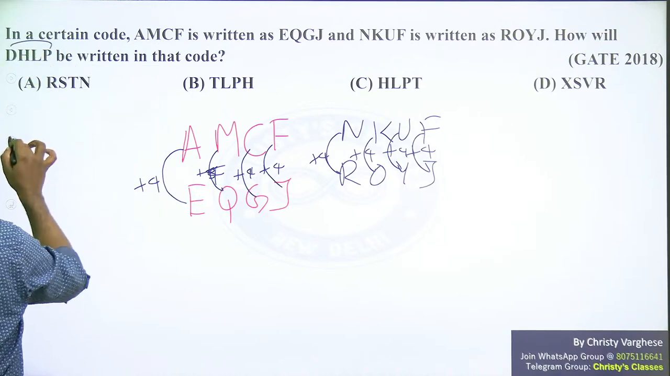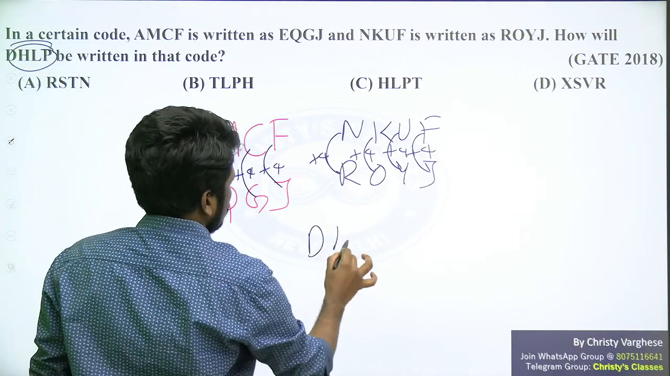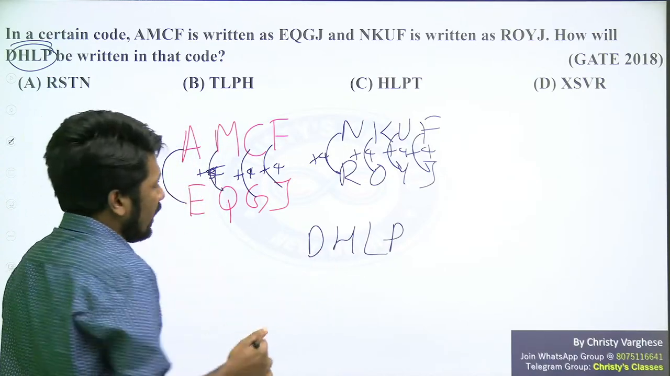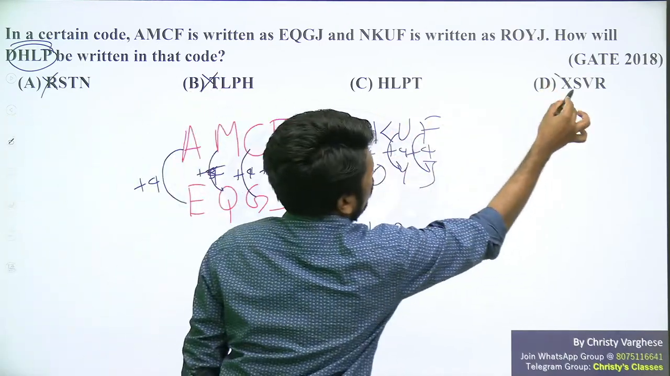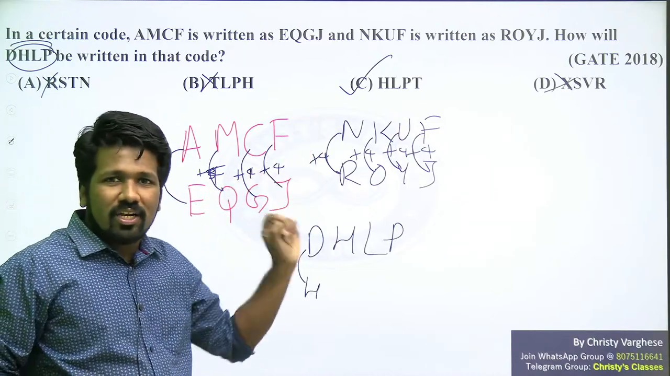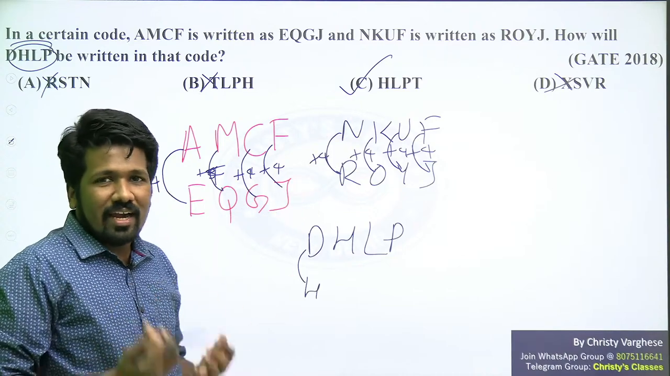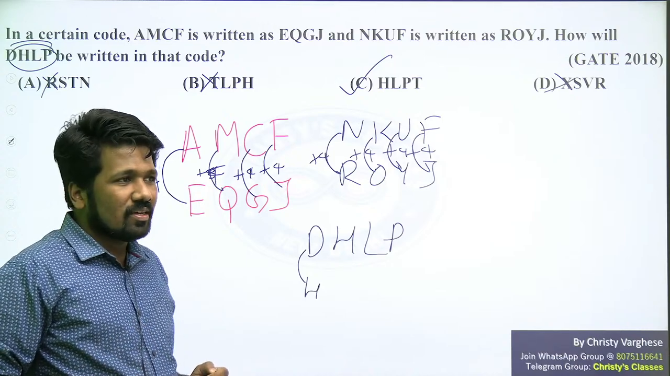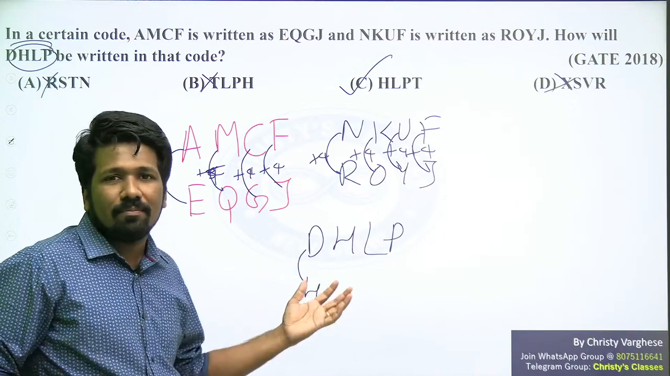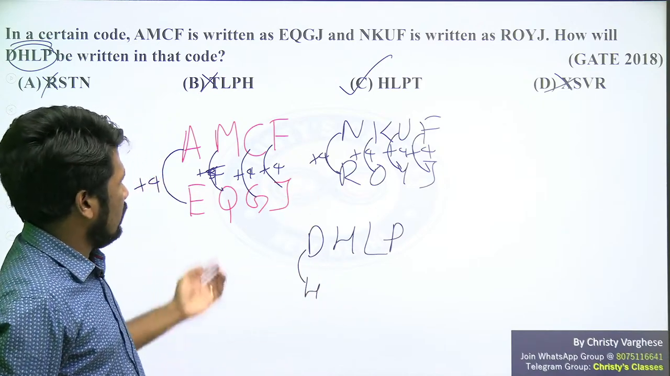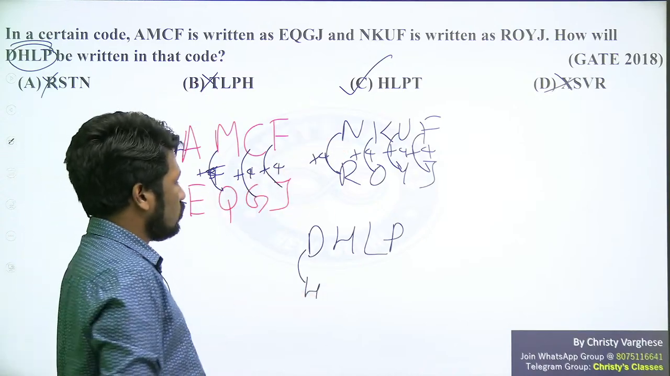If so, for the given word DHLP, without a doubt we can say how DHLP can be coded. First of all, D, E, F, G, H. So D should be coded as H, but look at the options. Among the options starting with H, only option C is there. So you can save 10-20 seconds by stopping right away, because only in one option can you see H as the first letter. Make use of what GATE or any competitive exam paper gives you to save time. If multiple options have H in the beginning, you have to continue trying. But here only one option has H in the beginning, so you should stop right away.